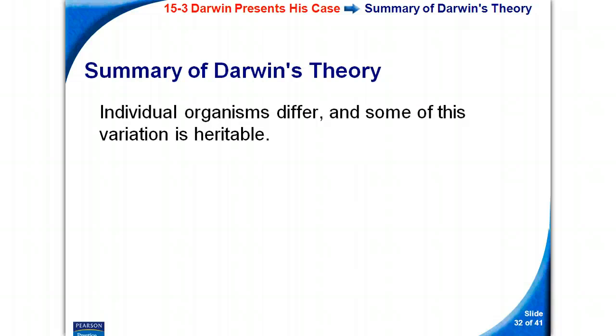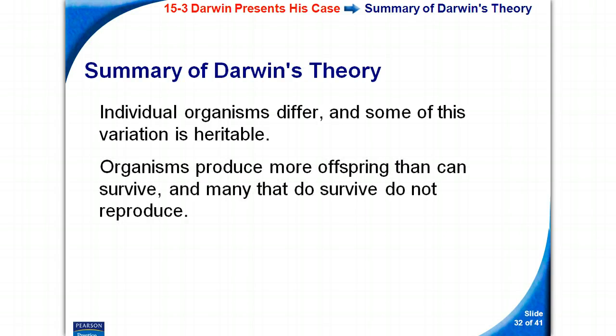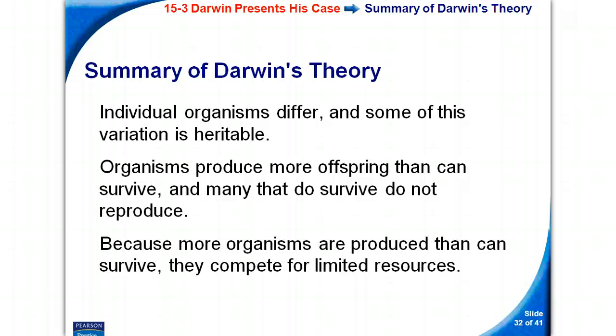Okay, the summary of Darwin's theory. Individual organisms differ, and some of this variation is heritable, which means it's passed on to the offspring. Organisms produce more offspring than can survive, and many that do survive do not reproduce. Because more organisms are produced than can survive, they compete for limited resources, which are food, water, shelter, and stuff like that.